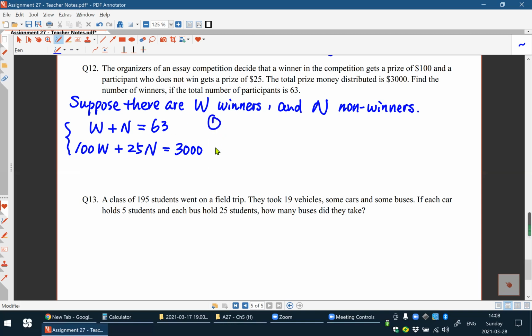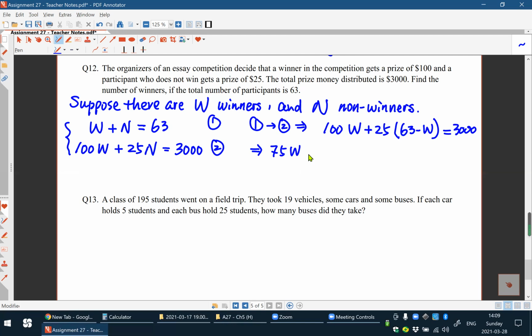Okay, so you can see here we have two variables and two equations. We should be able to find the quantity of each, right? So all you need to do is to put equation 1 into equation 2. Suppose here we want to substitute W with N. Sorry, we need to substitute N with W, right? So 100W plus 25N, where N is 63 minus W, right? Because we want to find the quantity of W, it's better to eliminate all the N's there.